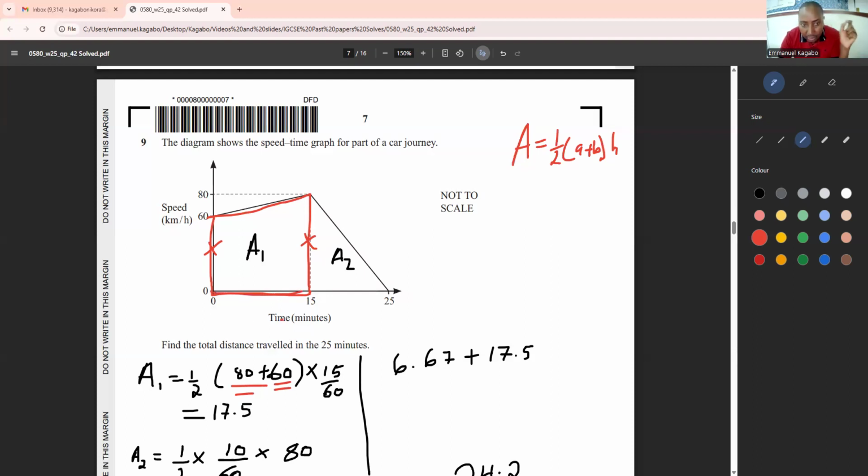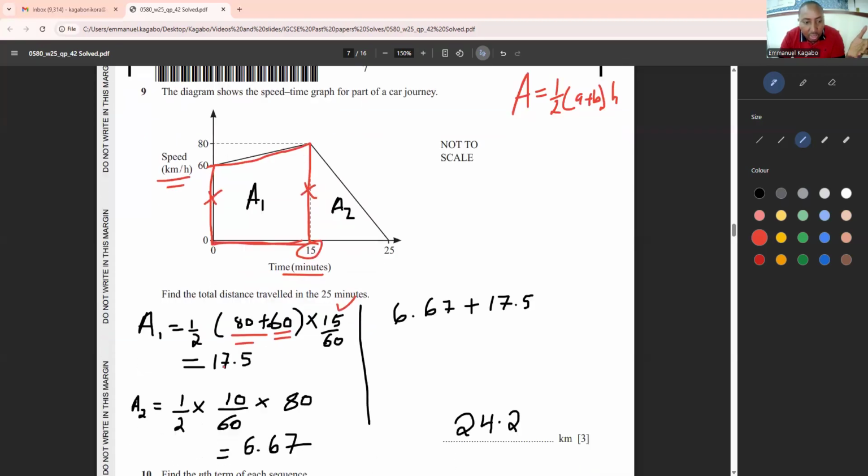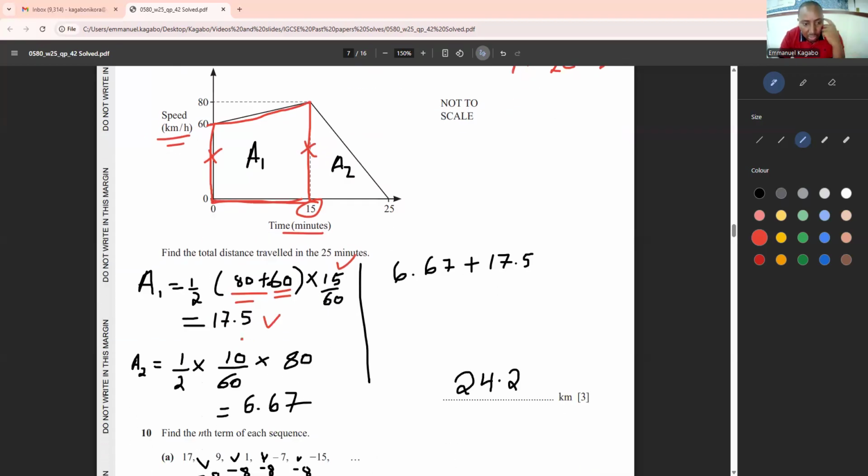But you need to be careful. Check the speed. It's kilometer per hour, but the time given is in minutes. So you have to convert your 15 minutes into hours. That's why here I did 15 over 60. When you put that in your calculator, you're going to have this as your distance.